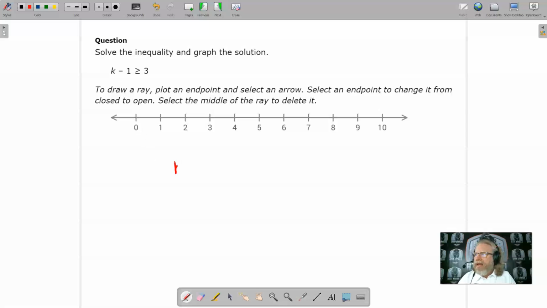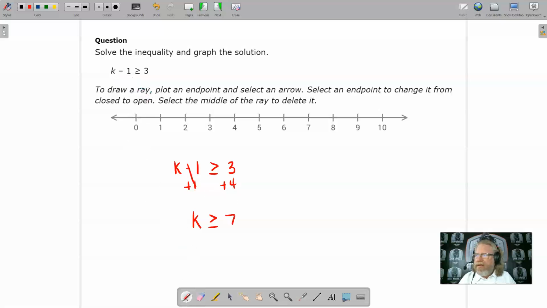So we have k minus 1 is greater than or equal to 3. So we need to add 1 to get rid of the negative 1. What we do to one side, we're going to do to the other. Negative 1, positive 1 is going to cancel each other out, leaving us just k, and our sign's going to stay the same. Some people see this negative here, right, and say, oh, I need to switch the sign. No, we did not multiply or divide by a negative, so the sign stays the same.